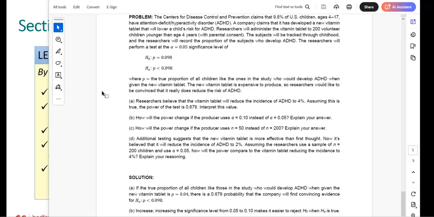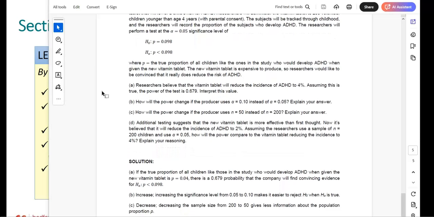So part C, how will the power change if the producer uses n equals 50 instead of n equals 200? That's not good for power, right? We want a larger sample size, which reduces errors and helps power to increase. So that's going to make the power decrease. It gives less information about the population proportion P. So it's going to be less power.